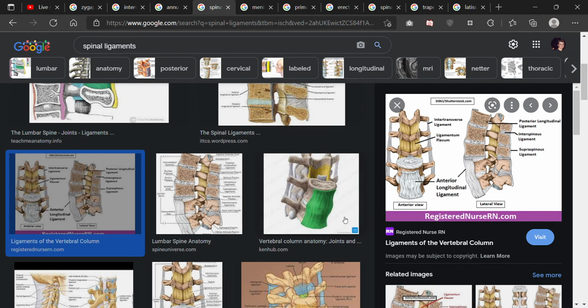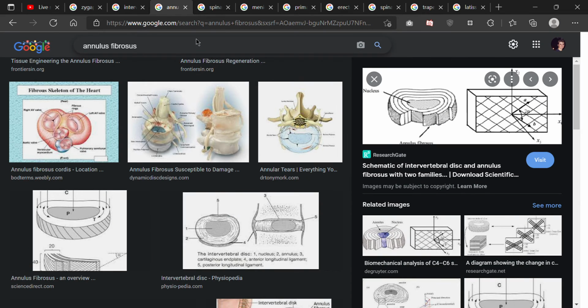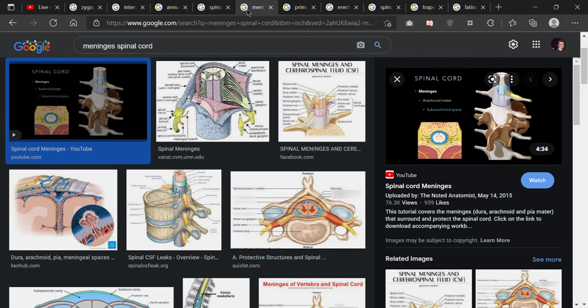So within the spine, we have the vertebral foramen. Remember, that's where the spinal cord goes through. And the spinal cord is connected to the brain. So if your spine's out of whack, then maybe it could affect your spinal cord, and it could affect your brain.